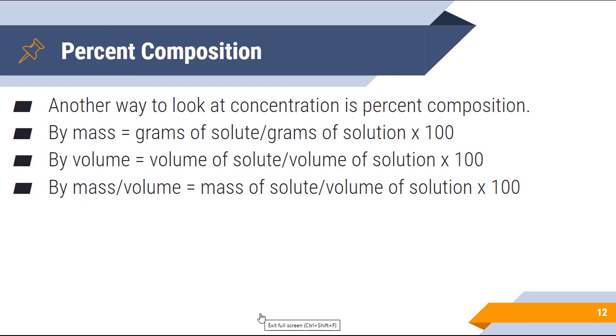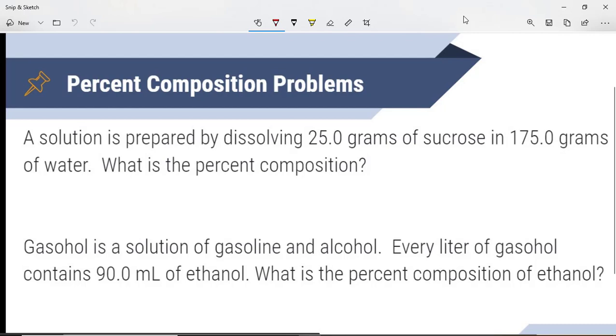Just be aware of your units. If you're looking at grams, that's pretty straightforward. But if we're looking at volume, make sure that both are in milliliters or liters, depending on how you're looking at it. So again, pretty straightforward. Let's do a practice problem and call it a day. A solution is prepared by dissolving 25 grams of sucrose in 175 grams of water. What is the percent composition? Well, in this instance, we're going to use grams, so it'll be percent composition by grams. It already gives you both, so it's straightforward. You just plug in and solve.